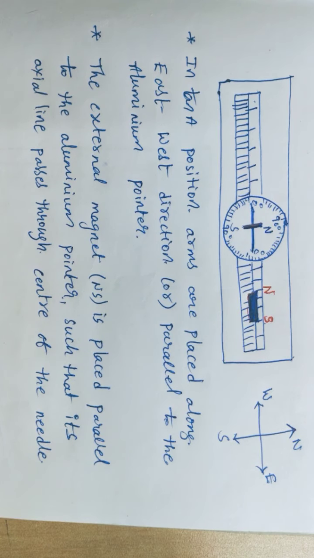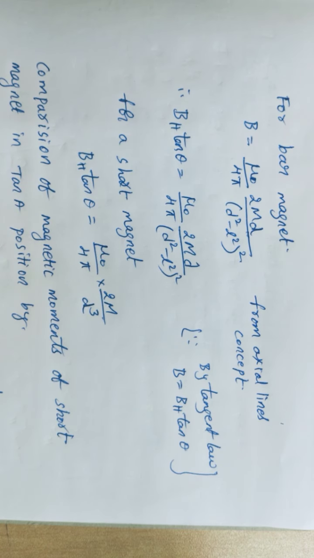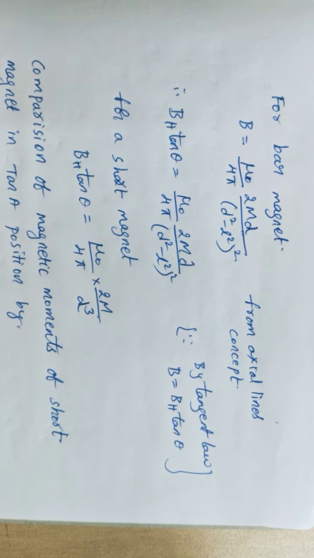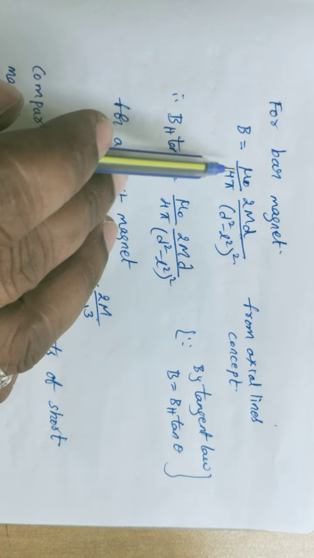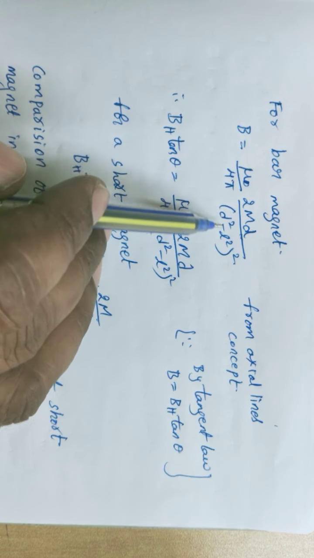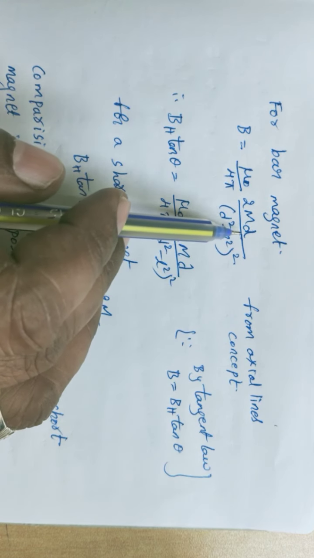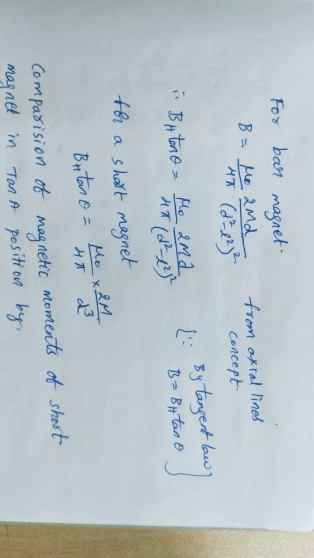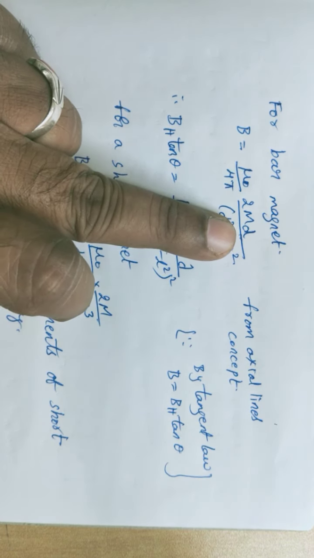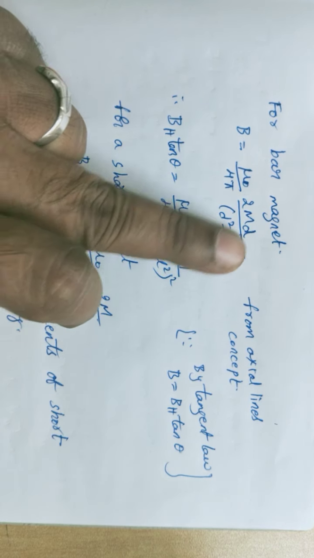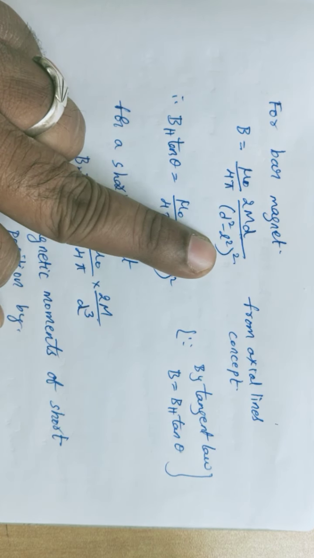Okay. You know very well from previous knowledge, for a bar magnet, what is the B value on the axial line? B is equal to mu naught by 4 pi, 2md divided by (d square minus L square) whole square. Here small d is the distance we maintain between the external magnet and the magnetic needle, taken on tan A position. So this is the general formula we know from previous knowledge.